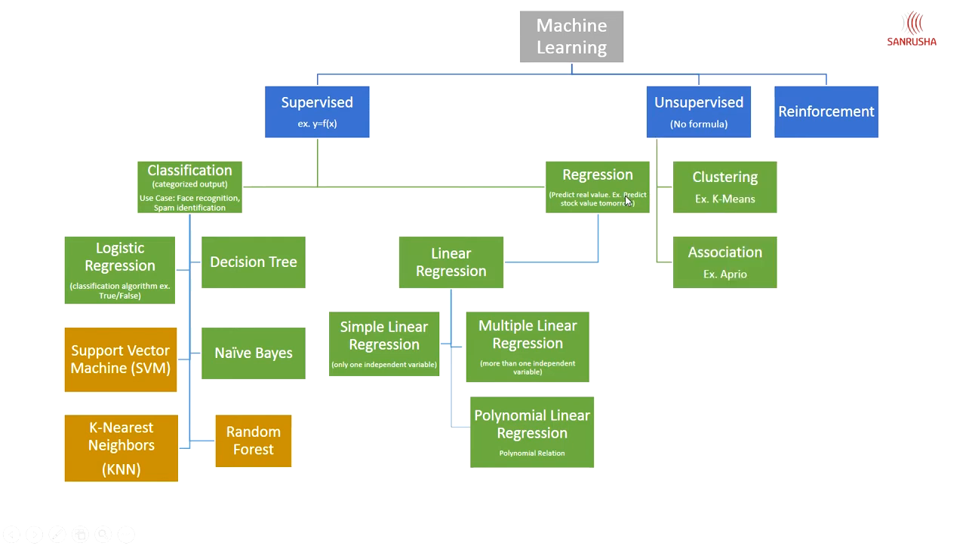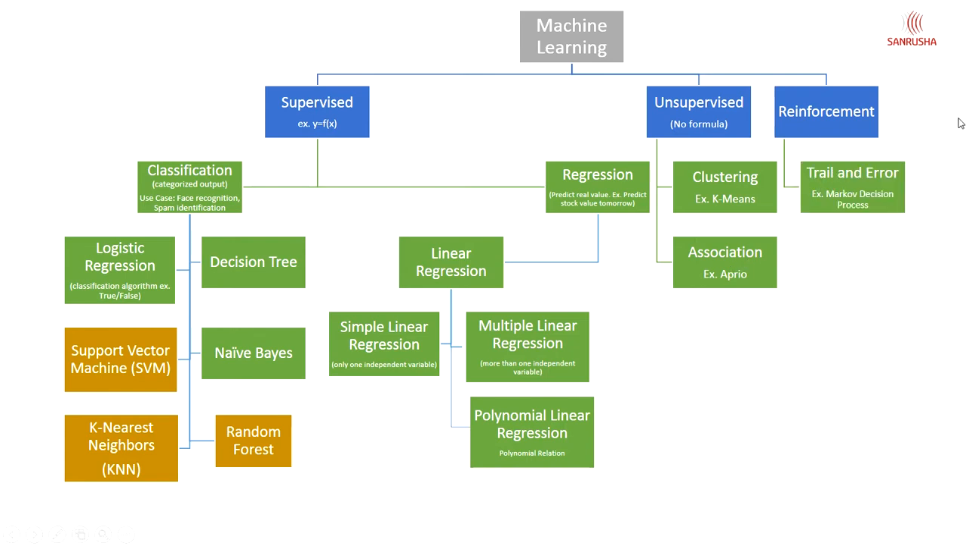Let's go to unsupervised. Unsupervised does not have labeled data. So you can either cluster them into different clusters, and there are clustering algorithms like k-means, or you can follow Apriori kind of algorithms, the association algorithms.